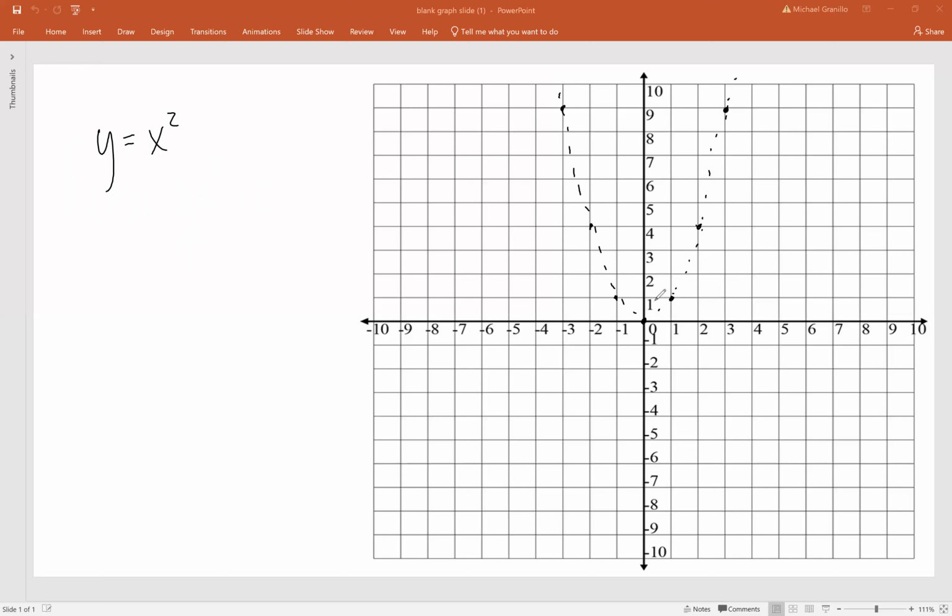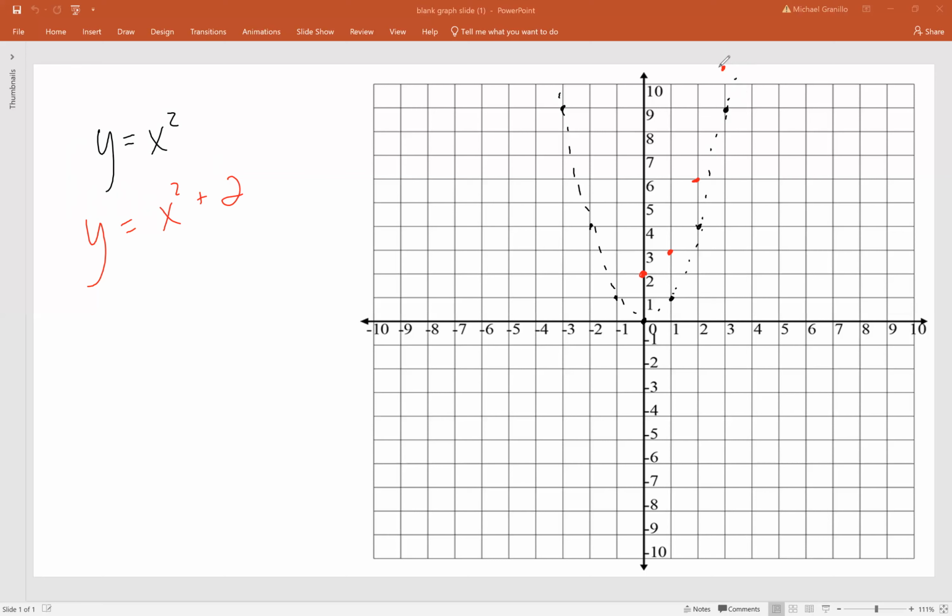So now if we were going to draw something like y equals x squared plus 2, okay, that's going to add 2 to every y value. Okay, my axis of symmetry will not change right here, but this y value of 0 is now going to be moved up to 2. And this y value of 1 is going to be moved up to 3. And this y value of 4 is going to be moved up to 6. And the y value of 9 is going to be up here at 11.